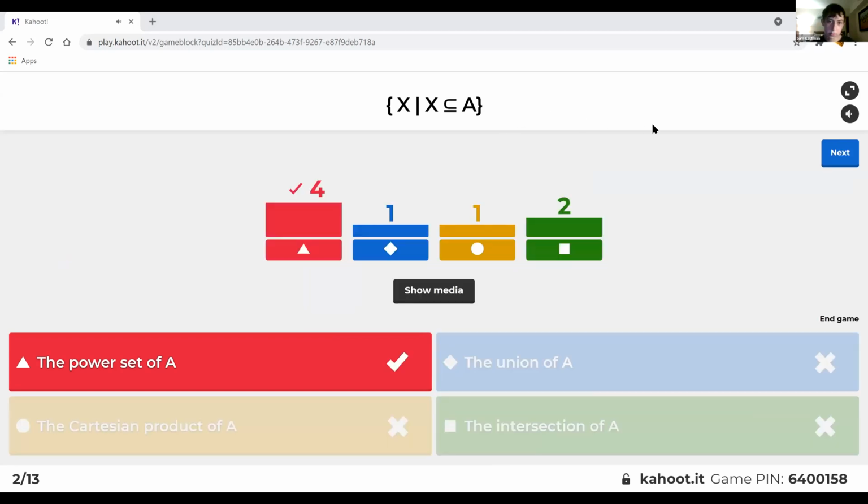Yes, you did better on this one. Remember, the power set is a set of all subsets of A. So in our set builder notation, the set of all x such that x is a subset of A. That is going to be the power set.